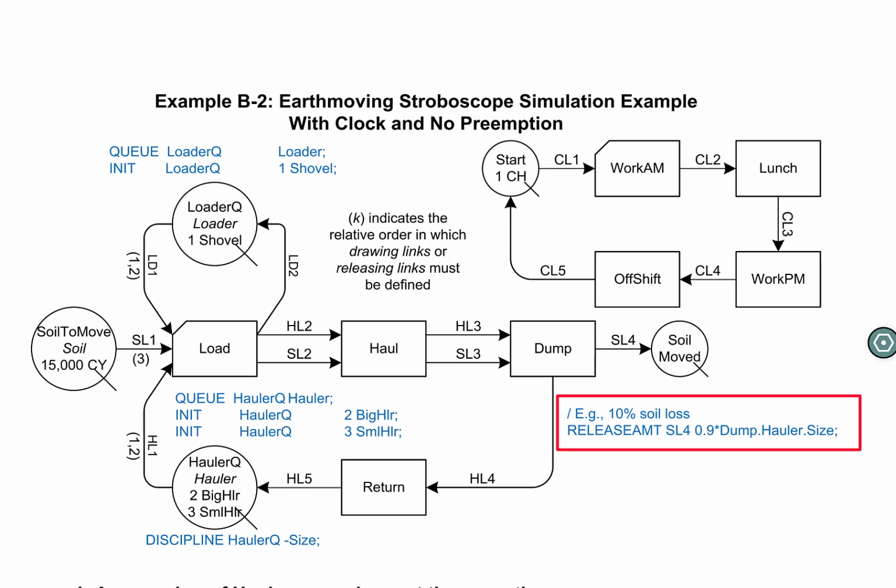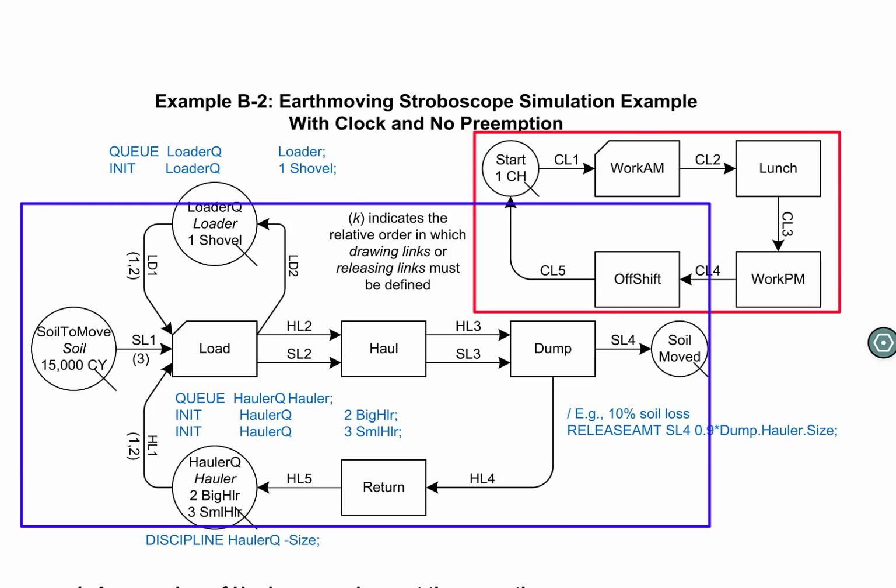This is necessary so that we can access the size of the hauler in dump when we release soil through link SL4. If the hauler is released first, in other words, if the link HL4 is defined first, then a terminating instance of dump will release a hauler through HL4 to a new instance of return, and then when we try to release the soil through link SL4, we will try to access the size of the hauler in dump, and there will be no hauler in dump, and Stroboscope will give us an error message. Getting the order of links wrong is a very common error that students make when they're first learning Stroboscope.